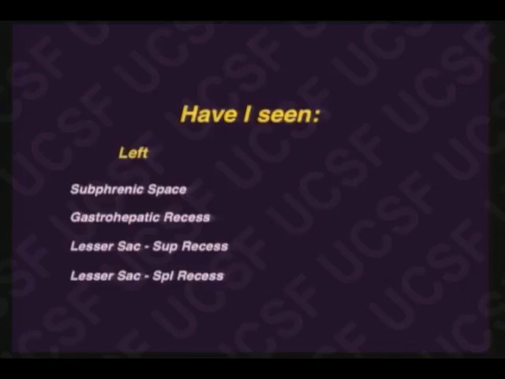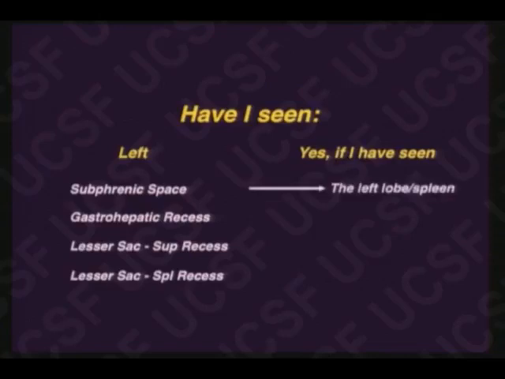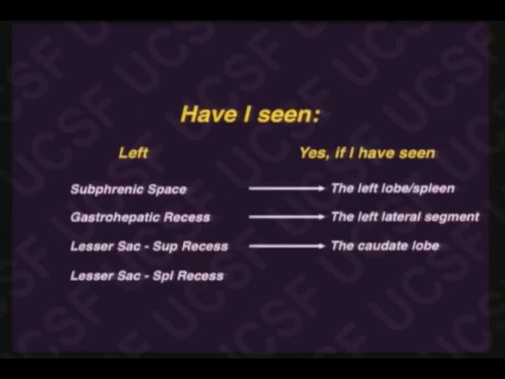So, have I seen the left subphrenic space? The answer is yes, if I've seen the left lobe of the liver and the spleen. Have I seen the gastrohepatic recess? The answer is yes, if I've seen the lateral segment of the left lobe of the liver. Have I seen the superior recess of the lesser sac? The answer is yes, if I've seen the caudate lobe. How often do I see those? All the time. Now, I can't be sure of the splenic recess, although I can always sneak a peek.